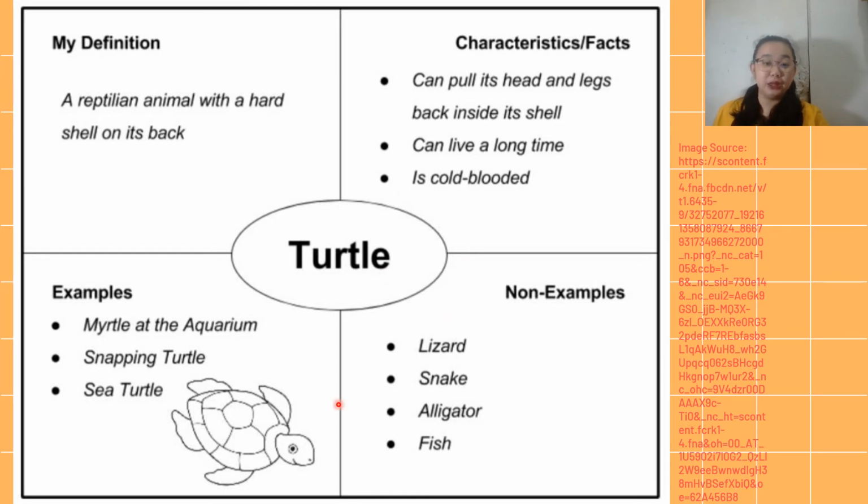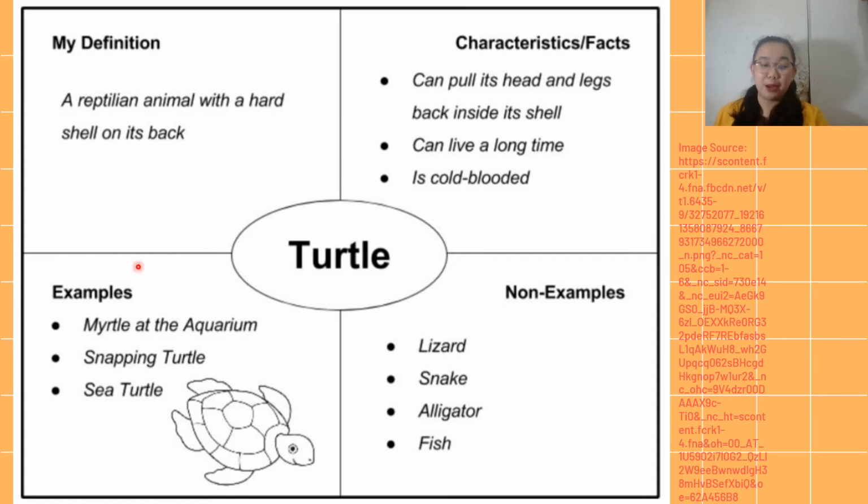For the first element, we have the definition in your own words. In defining the word, the description of the term should be student-friendly. And for the second element, we have the facts or characteristics. In writing the characteristics, it is the features that help students to recognize, identify, or distinguish the term. For the third element, we have the examples.